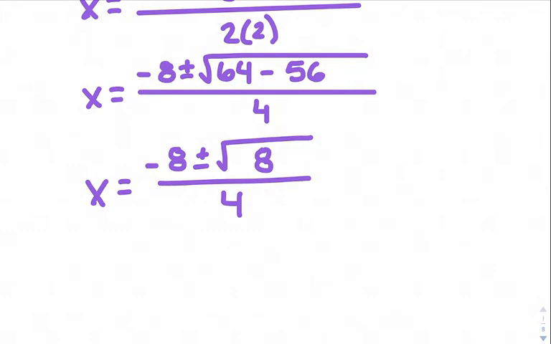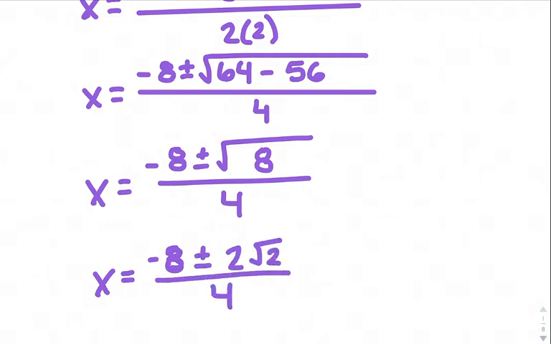Now, before I can simplify this, I'm going to simplify my radical. So two numbers that multiply to 8 are 4 and 2, and 4 is a perfect square, which means I can pull that out, and I get negative 8 plus or minus 2 radical 2 over 4.